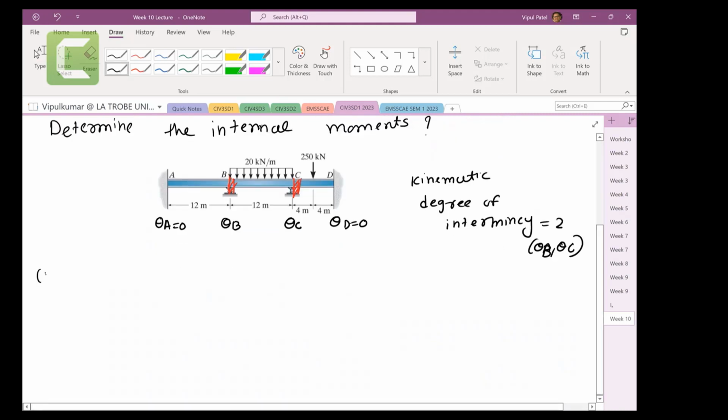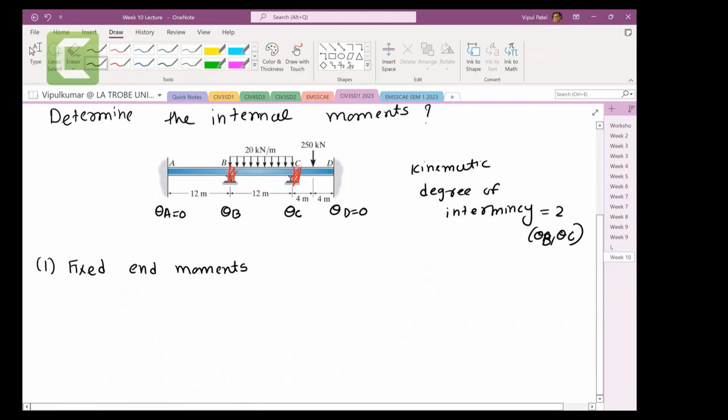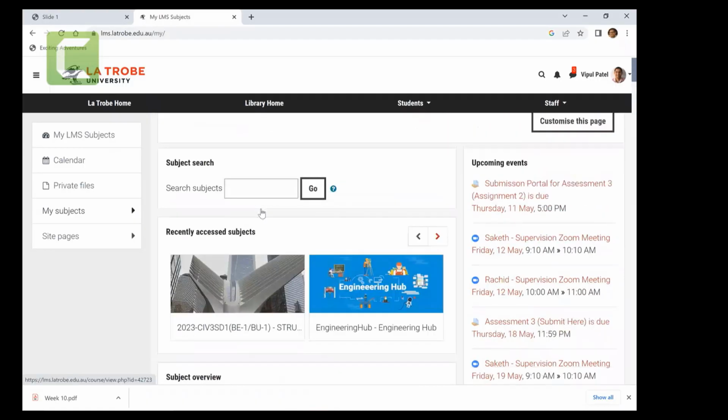Now step number 1, we calculate the fixed end moments. And you remember this is the displacement method. The displacement method does not like forces coming onto the member, so for that case, we use displacement methods. Now, last week we have this table. Let me show you the tables.